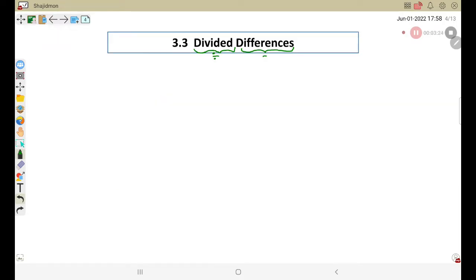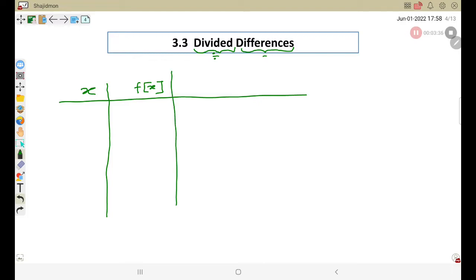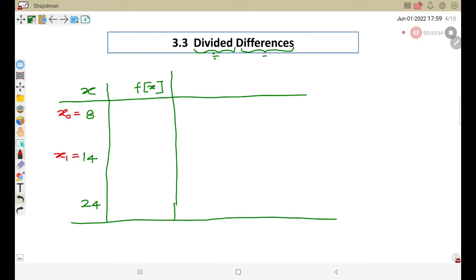For example, we are taking some x numbers and f of x numbers, so that it is more helpful to understand the theory ideas. For example, x numbers we are taking 8, 14 and 24, three x numbers we are choosing here. First x number we call x0, this is x1 value and this is x2 value.